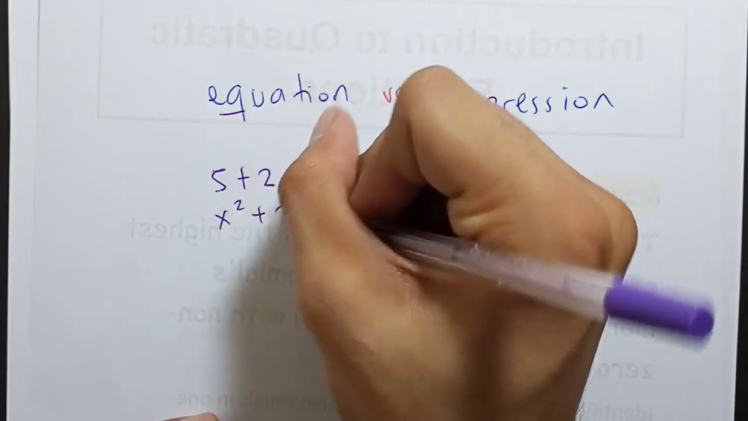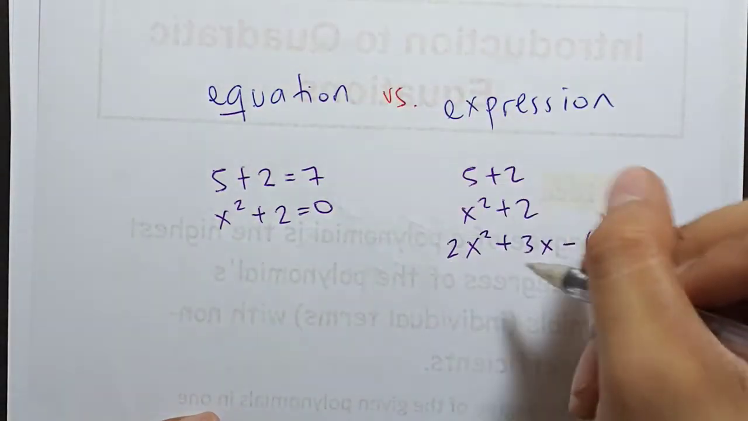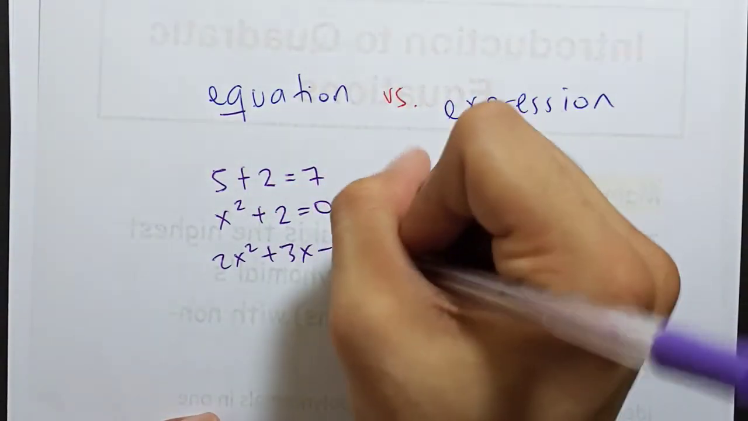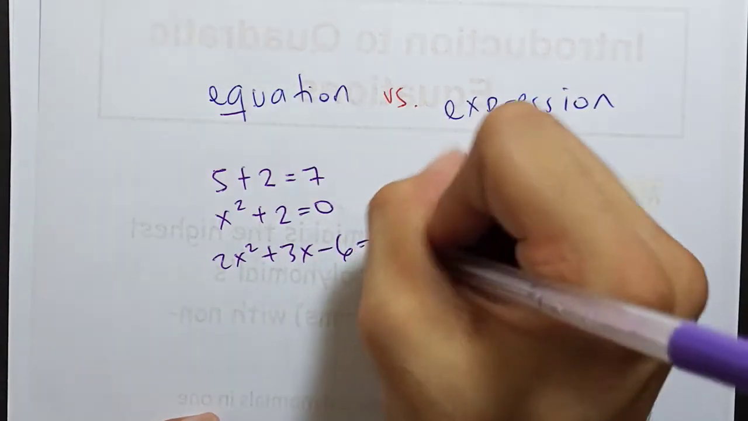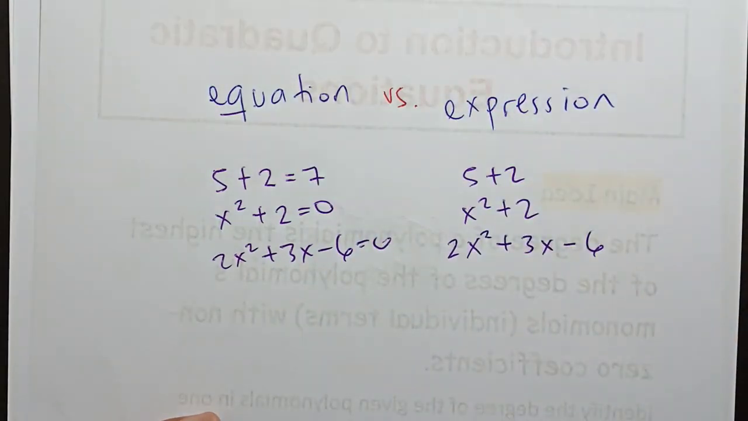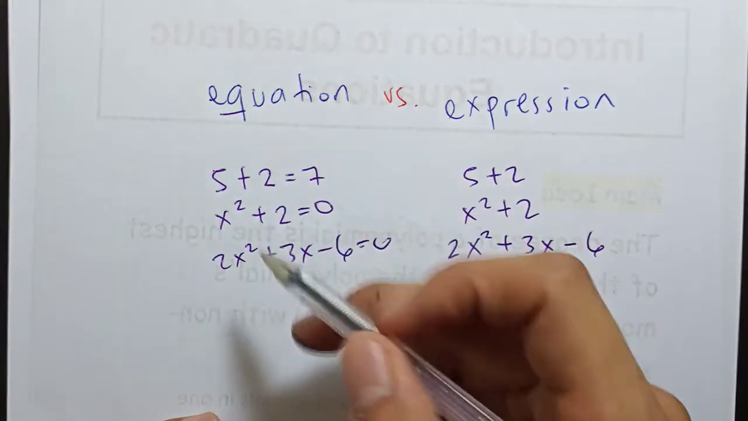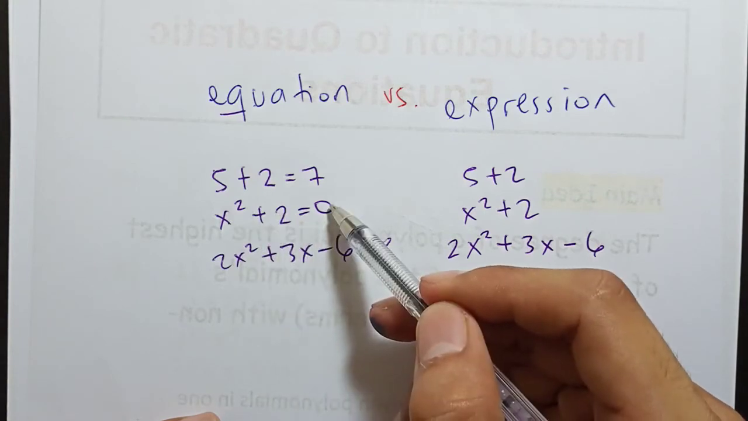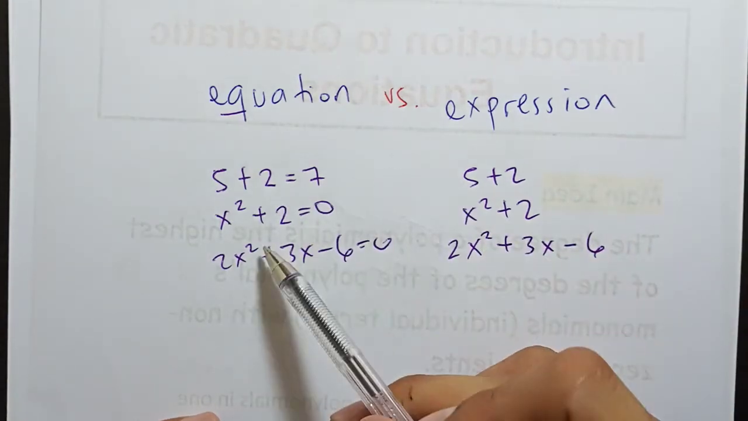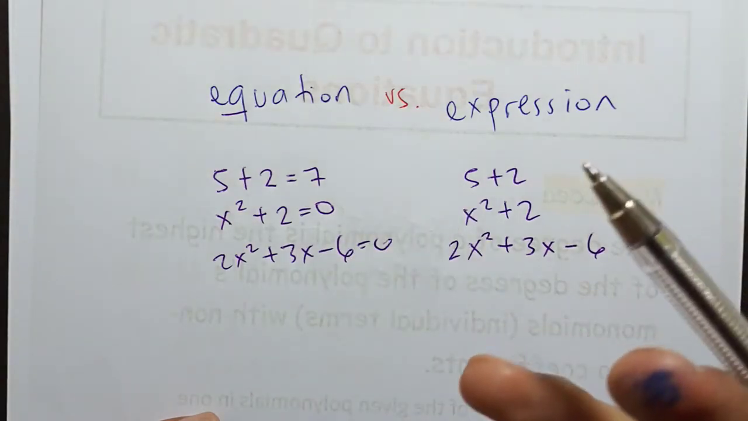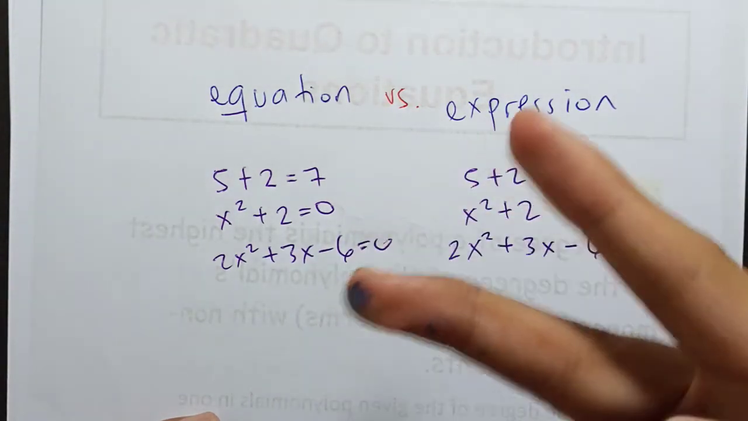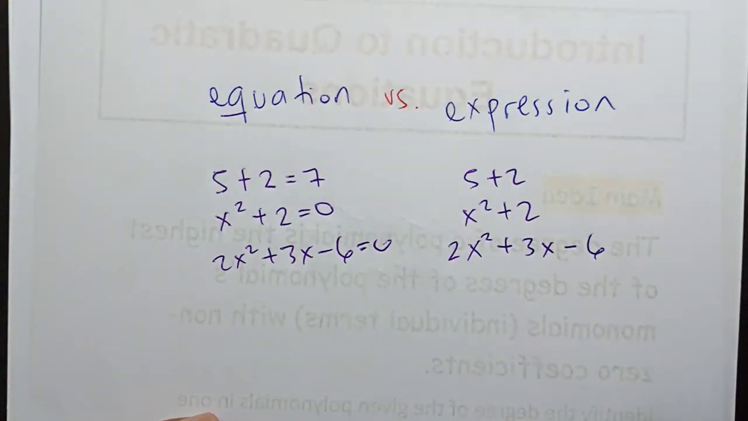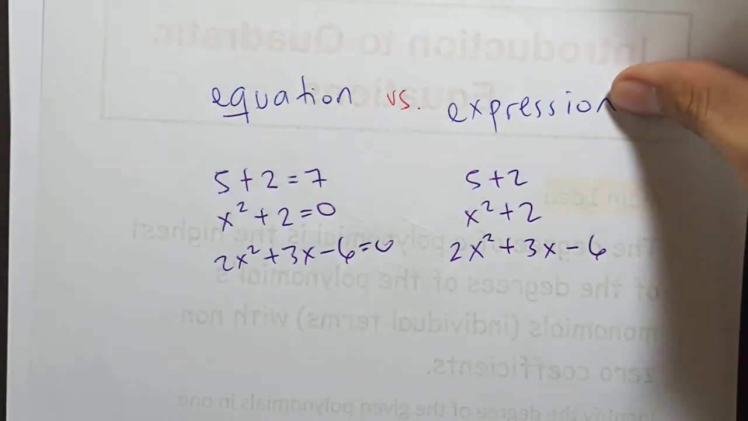X squared plus 2 equals 0. Or 2x squared plus 3x minus 6 equals 0. So, ganun yung pinagkaiba ng equation at expression. Equation, masosolve natin. So, here, we can find the value of x. Ano ba yung number na kapag in-squared mo at linasto mo, ang sagot 0. Pag equation, masosolve natin kasi meron equal sign. Meron tayong two sides. Sa expression, wala na. Sinisimplify lang natin. So, hindi na tayo magtatagal dito kasi hindi naman ito yung lesson natin.